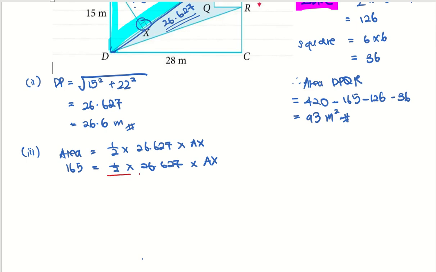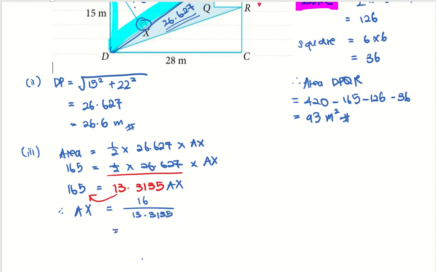Press into your calculator. You can evaluate half times 26.627, and that will give you 13.3135, and of course multiplied with AX. In order to solve for AX, you just have to divide 165 by 13.3135 and press into the calculator. So that will be 12.393, final answer in 3SF, 12.4 meter.